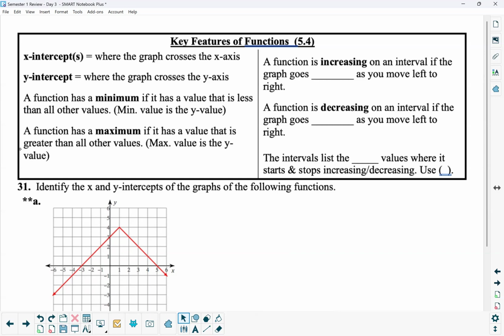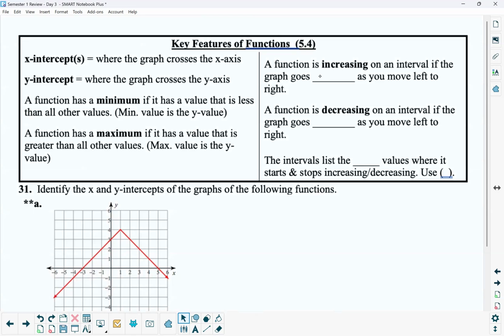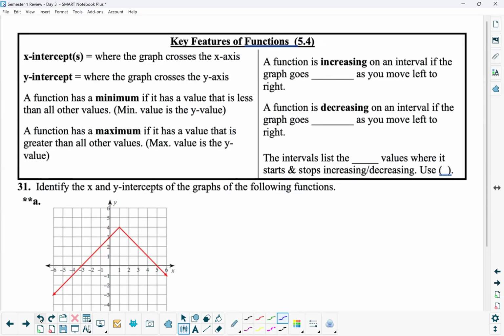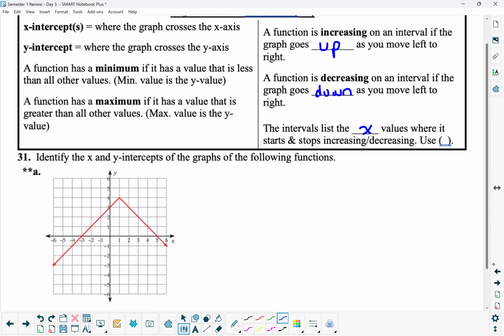A function is increasing on an interval if the graph goes up as you move from left to right. A function is decreasing on an interval if the graph goes down as you move from left to right. The intervals in interval notation list the x values where the function starts and stops increasing or decreasing. And we always use parentheses for increasing and decreasing.